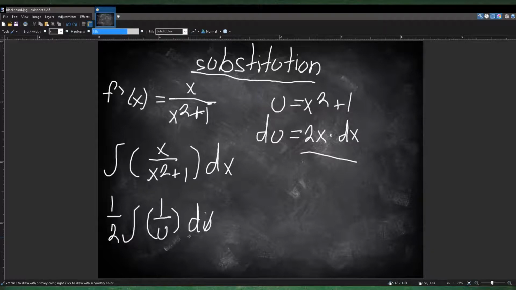So these two variables have to be the same. You can't have u and x. So that's why we do this, so we have u and u. These have to be the same for you to use u-sub.